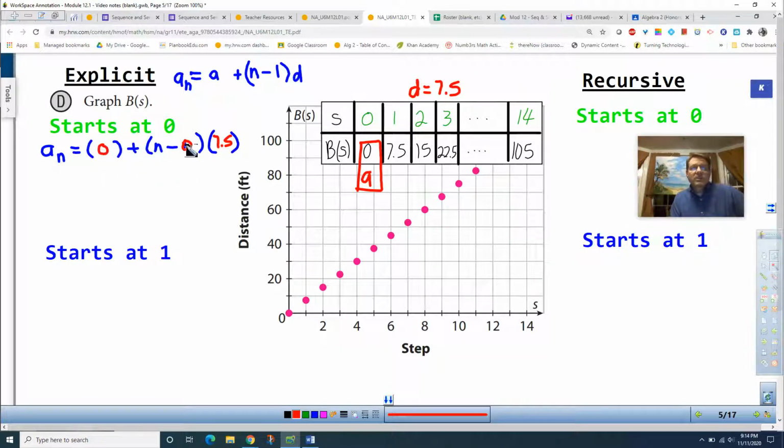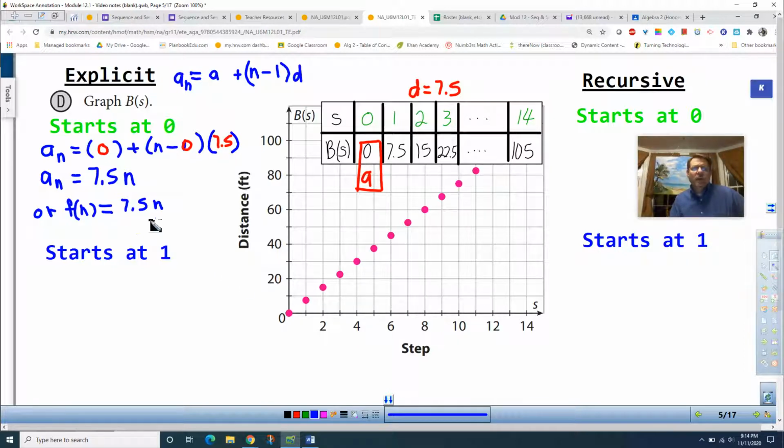All right, so this is probably good, but we need to simplify this down. So 0 plus that stuff is going to have no effect. So this is going to end up being A sub n equals, well, it's just going to be 7.5n. Or you could say this is f of n equals 7.5n. Means exactly the same thing.